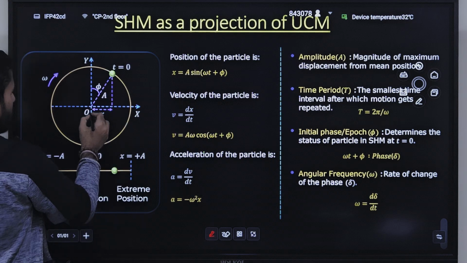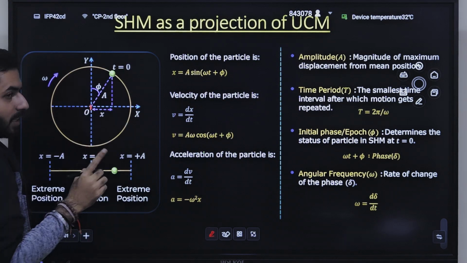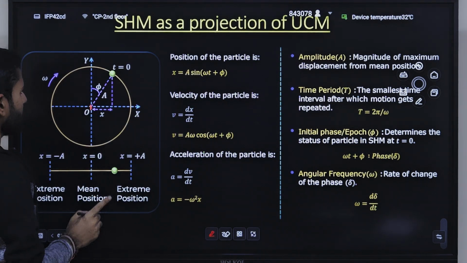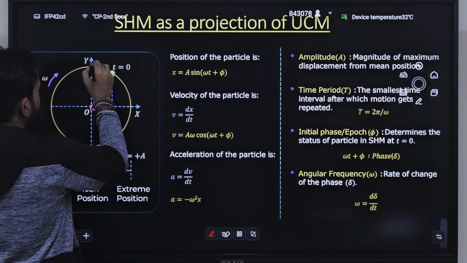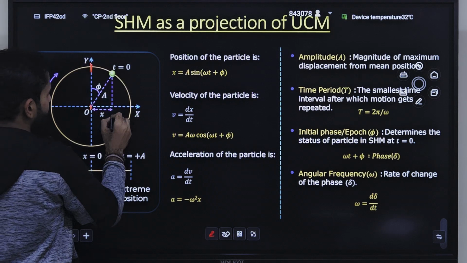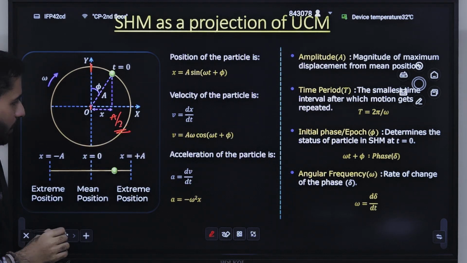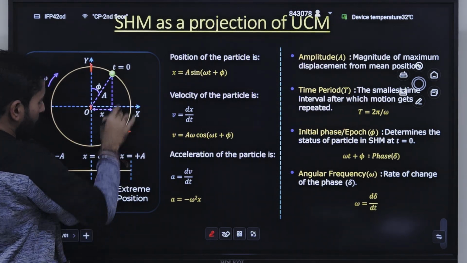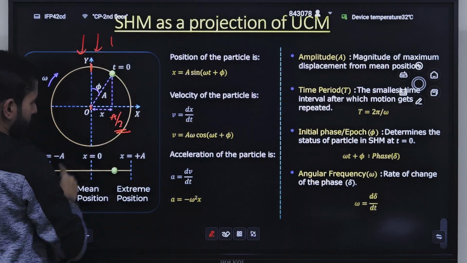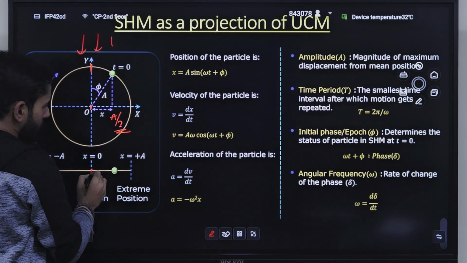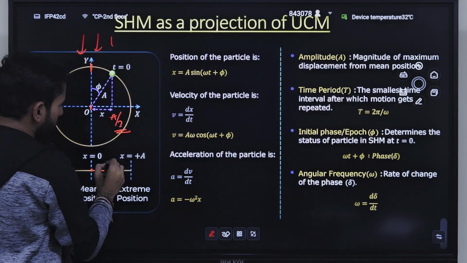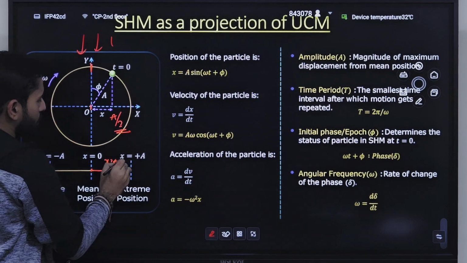Always do one thing. This is the mean position. Always firstly identify your particle. Let's suppose your particle is moving from the mean position to a distance of a by 2. Your particle is traveling distance a by 2, and here the projection is represented. It started from x is equal to a and it is reaching x is equal to a by 2. And they will ask you a simple question.